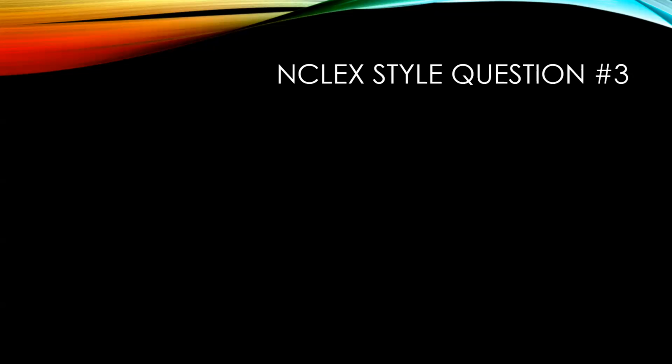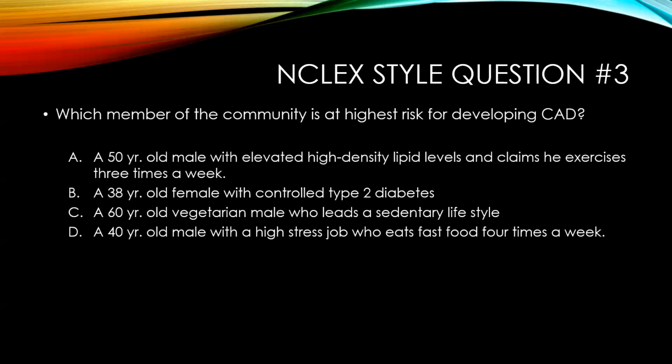sildenafil. And then for the third NCLEX style question, which member of the community is at highest risk for developing coronary artery disease? A. A 50-year-old male with elevated high-density lipid levels who claims he exercises 3 times a week. B. A 38-year-old female with controlled type 2 diabetes. C. A 60-year-old vegetarian male who leads a sedentary lifestyle. Or D, a 40-year-old male with a high-stress job who eats fast food 4 times a week.